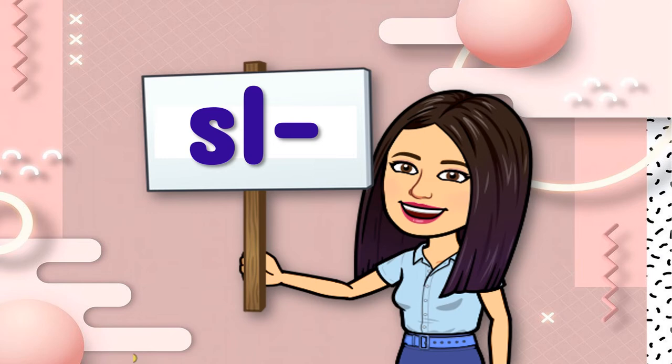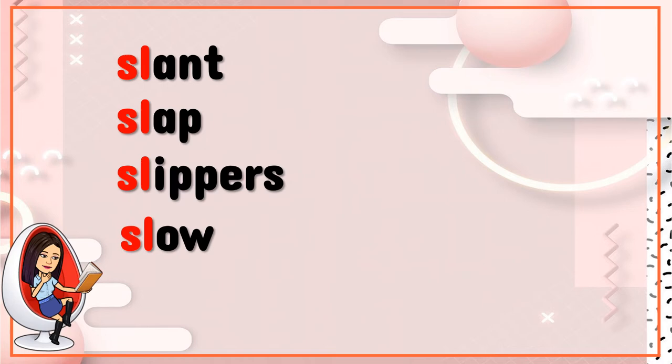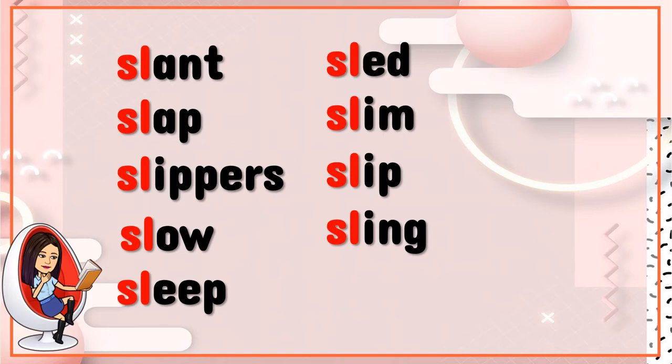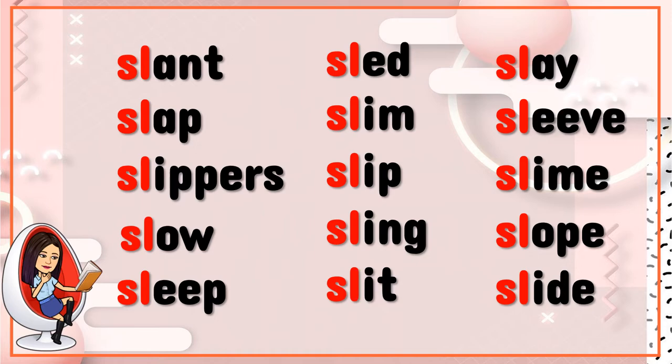Now let's have the SL blend. The letter S makes the sound S. The letter L makes the sound L. The SL blend makes the sound SL. Here are a few words that begin with SL blend. Slant, slop, slippers, slow, sleep, sled, slim, sleep, sling, slit, slay, sleeve, slime, slope, slide.